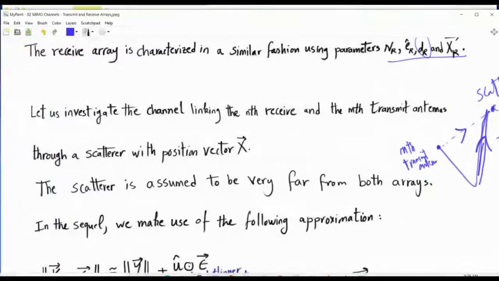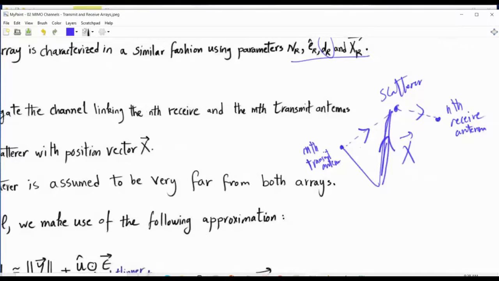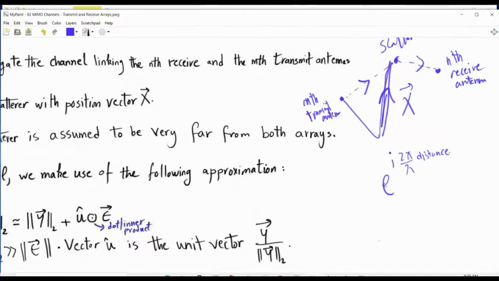Okay, so you need assumptions. We typically assume that the antennas are far apart from one another, and that the scatterer is far apart from both antenna arrays. And then, when you talk about the propagating wave, if you haven't studied a course on wave propagation, typically propagating waves have phase factors that look like this: e to the i 2 pi over the wavelength, times a distance. Okay, so we'll measure distances, and so it is useful to have an approximation that makes our life easier.